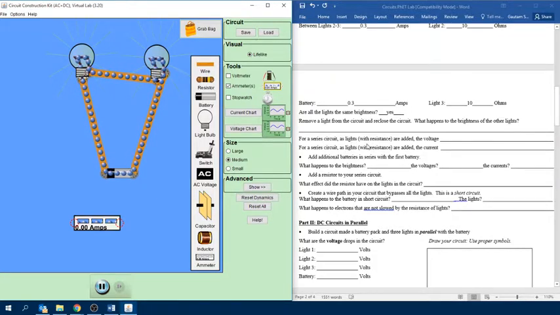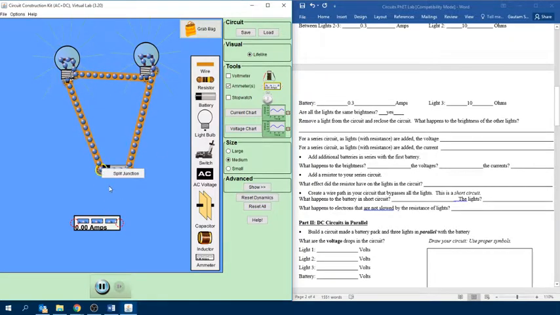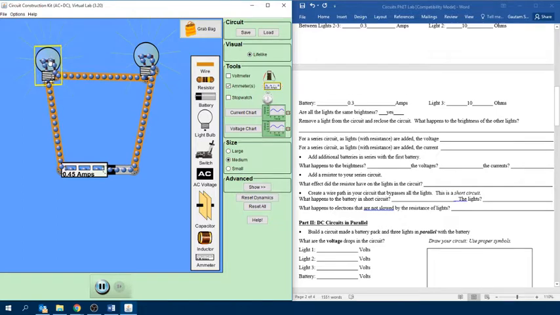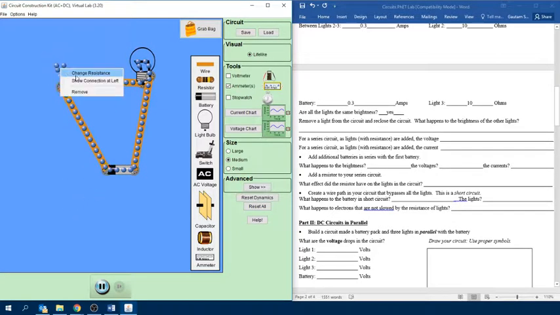For a series circuit, as lights with resistance are added, the voltage does what? And in a series of lights, as the resistance is added, the current does what? Okay, so I think for these questions, we should answer it a little differently than this. In this series, we're asking what's happening to the current. Well, the more I add, because here, let's just take a look. 0.45. So taking one of the light bulbs out of the circuit increases the current through the circuit. See what happens if I remove another.